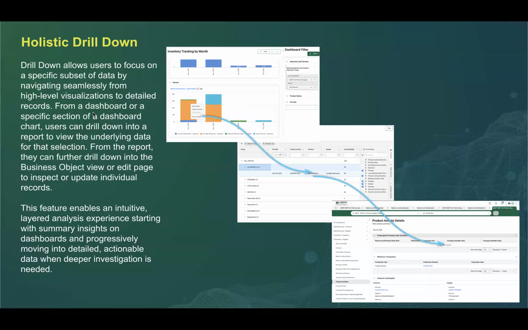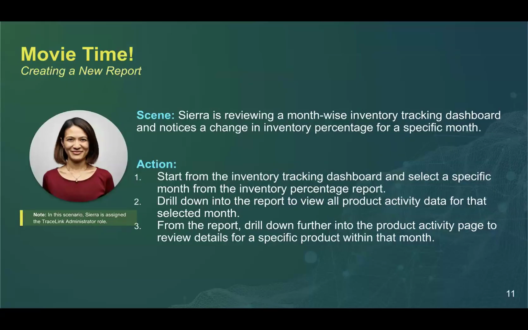So drill down allows the user to focus on a specific subset of data, navigating from dashboards to reports, and then further navigate from report to a particular business object's view edit page to see the data or update that individual record. This feature also enables a layered analysis experience, and here we can progressively go into the detailed actionable data for deeper investigation.